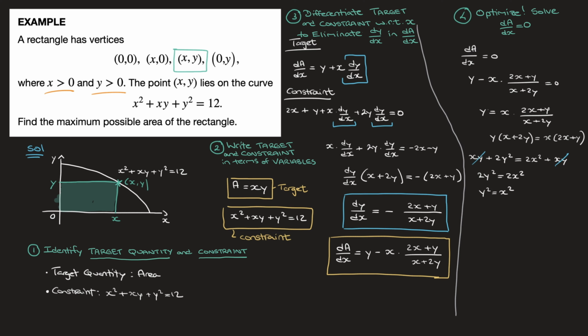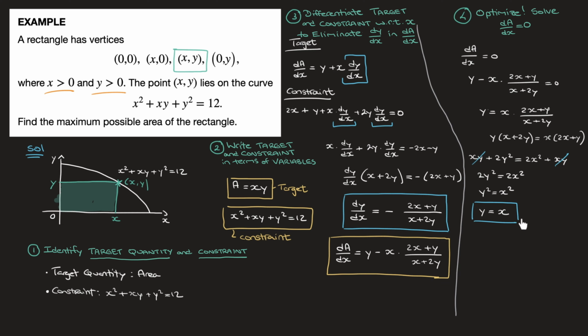And without any restrictions, this would lead to y equals plus or minus x. But remember, in this question we were told that both x and y are greater than 0, which tells us that y is equal to x. And I would definitely box that bit of working in an exam, like so.